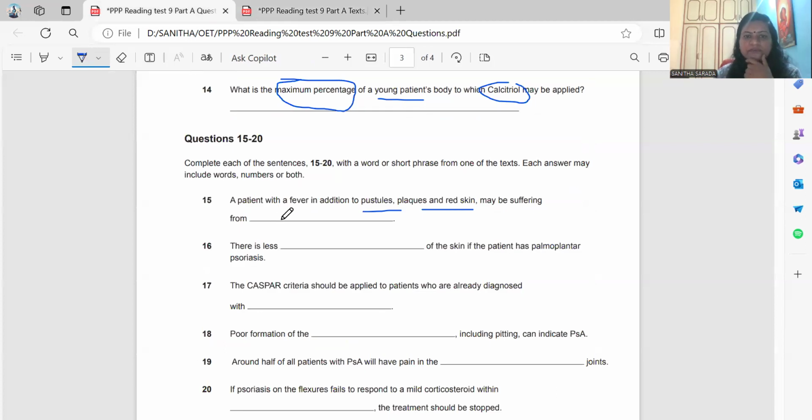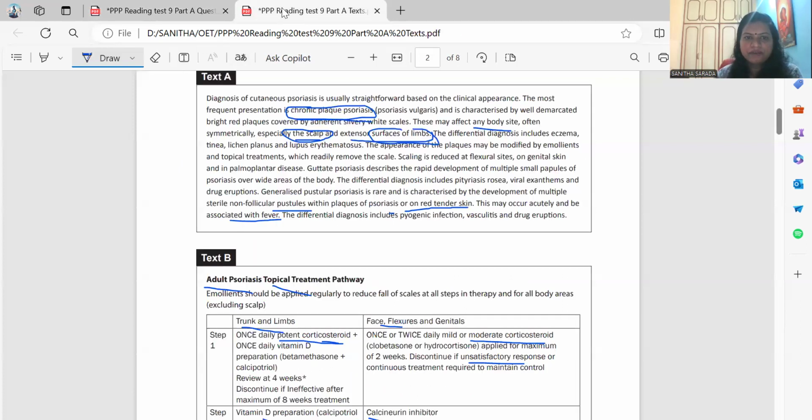What is the question? A patient with a fever, in addition to pustule, plaques, and skin, may be suffering from what condition? So, we have to read the sentence. Generalized pustular psoriasis is a rare condition characterized by the development of multiple sterile non-follicular pustules within plaques of psoriasis or non-red tender skin. This may occur acutely and be associated with fever. So all the keywords we got here. What is the condition? Generalized pustular psoriasis.